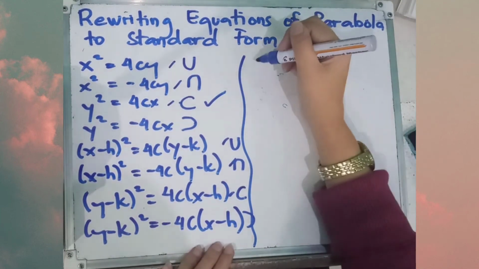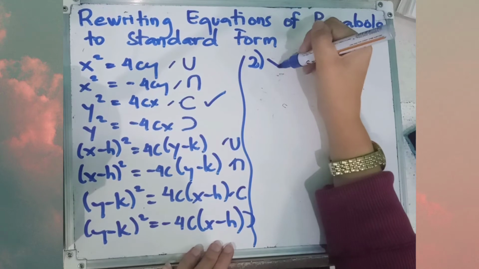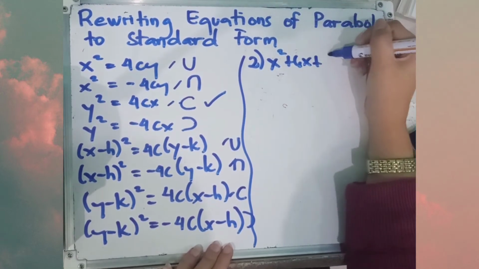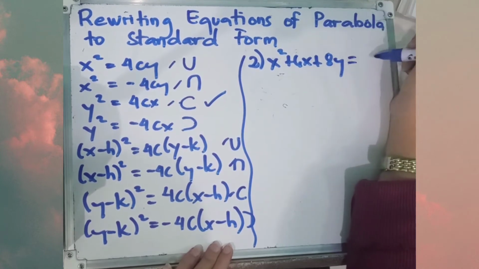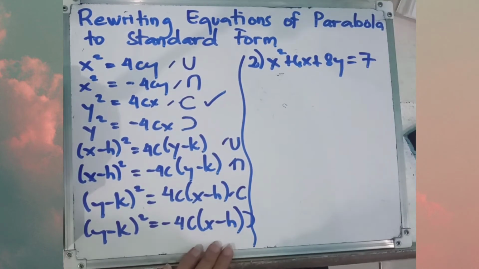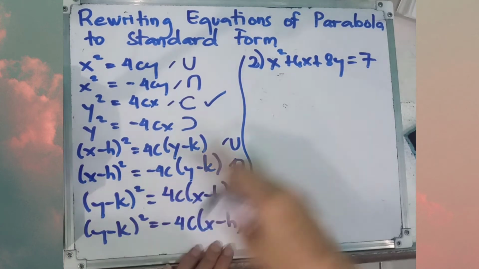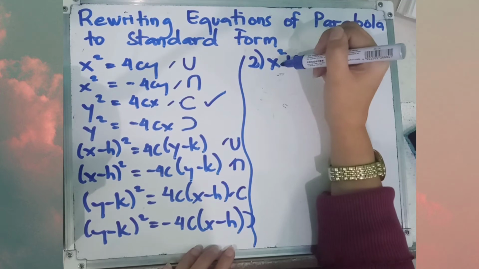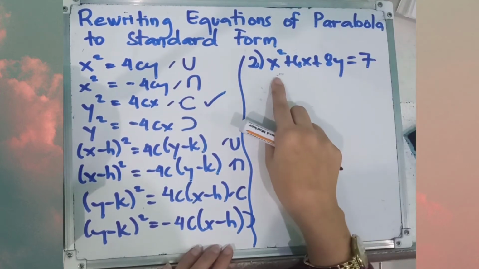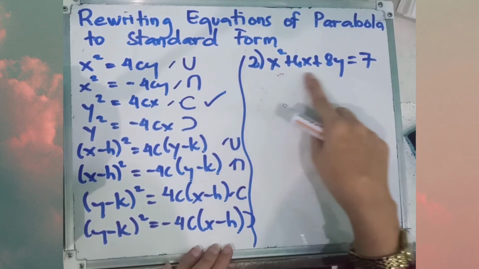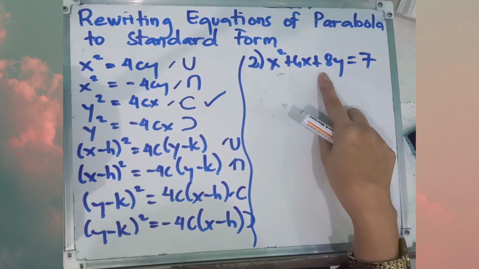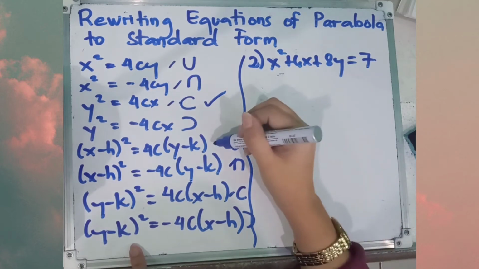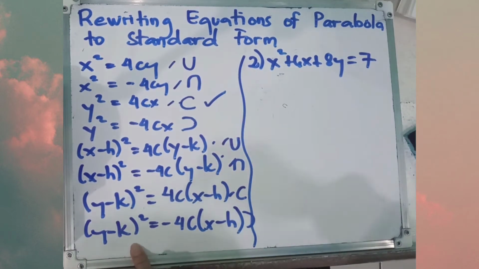Next, for number 2, let's have this one: x squared plus 6x plus 8y equals 7. So take a look at the exponent 2. It's on the variable x. So let's find a way that this equation will look like either this one or this one. So how can we do that?